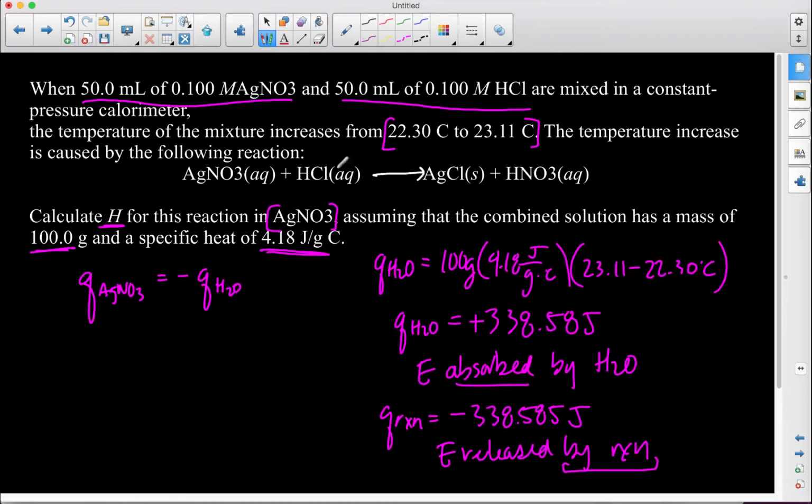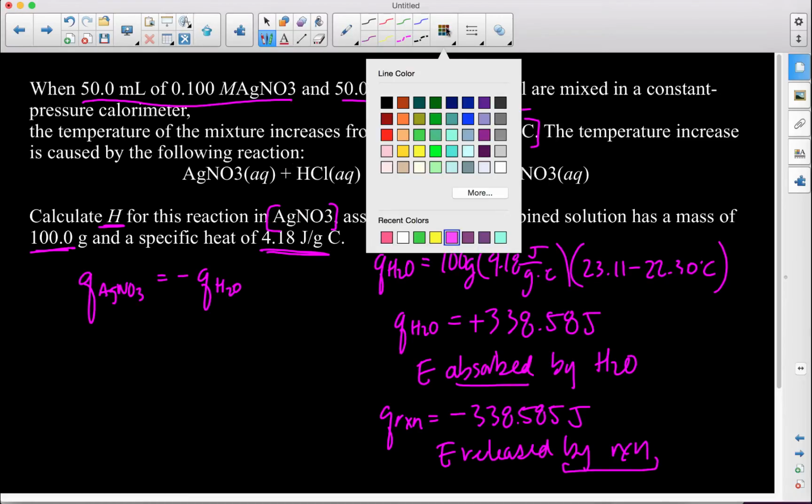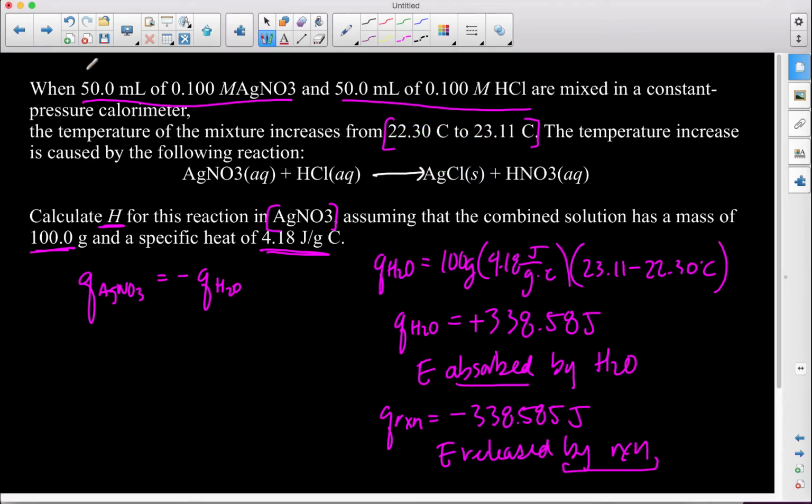And our question is asking us to tie that back to AgNO3. So in order to do that, we're just going to have to go back to our problem. We know that we started with this much AgNO3 and this much HCl. Here, we know the amounts of both reactants, so it's kind of like a limiting reactant problem, where we have to look at this and say, okay, if we have 50 mL of this, how many moles do we have?